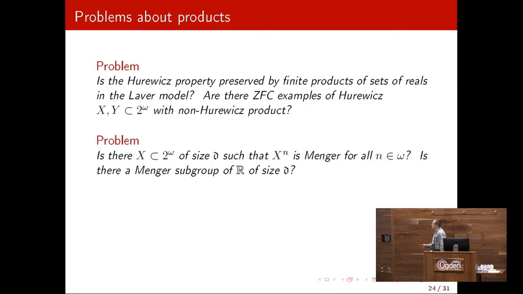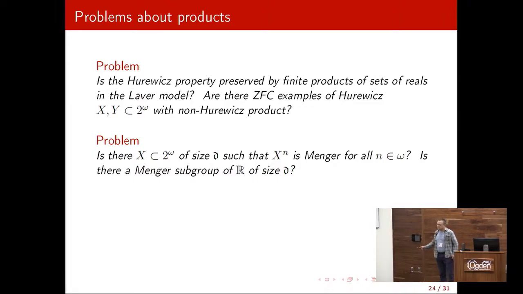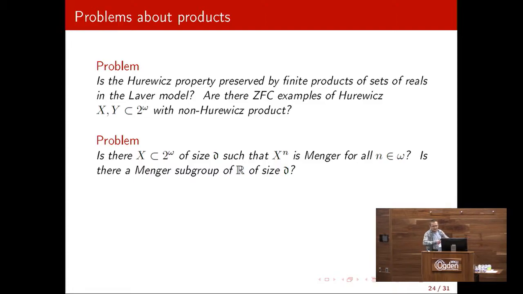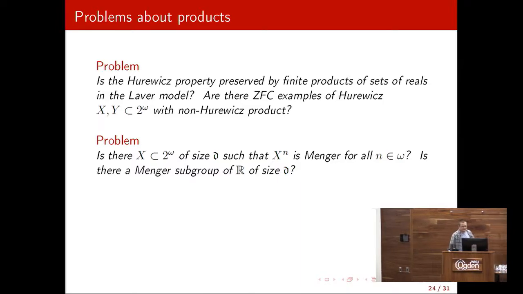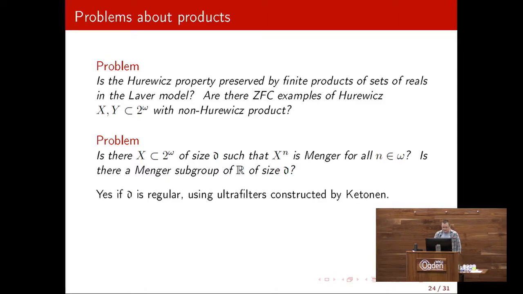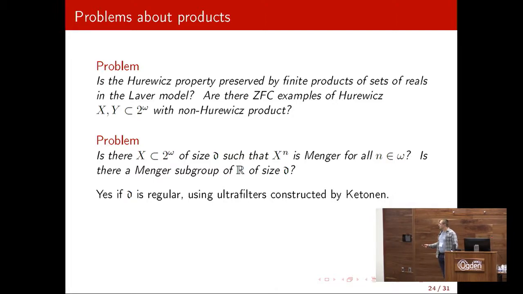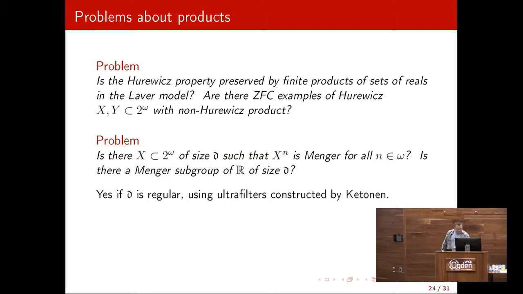And if you get it, you will certainly get a Menger subgroup of the reals of size D. Just use these spaces as generators, and then the group will be just a countable union of continuous images of finite powers of this space. That's easy, but maybe you've got a group, but not a space. And it's known what to do if D is regular. So if you would like to construct a counterexample, just go to a model with D singular.